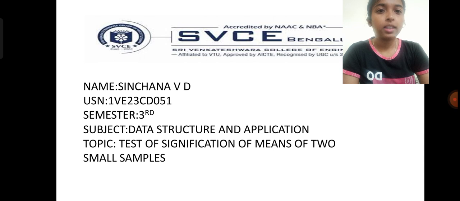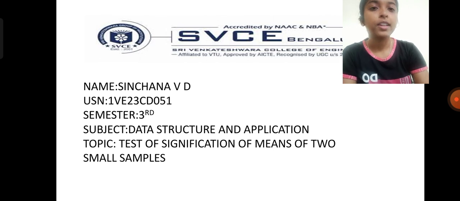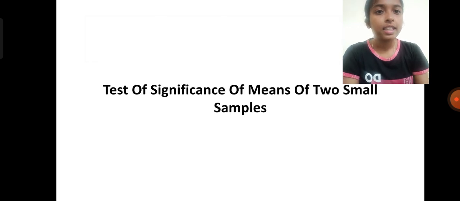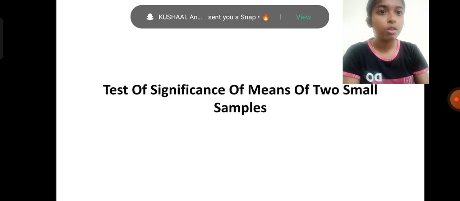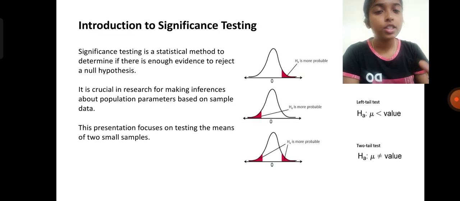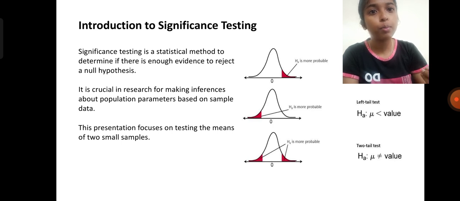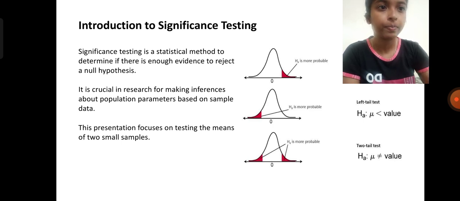Today the topic is test of significance of means of two samples, which we study in data structure and its application. We'll see the test of significance of means of two small samples. Introduction of significance testing. Significance testing is a statistical method to determine if there is enough evidence to reject a null hypothesis. It's crucial in research for making inferences about the population parameters based on sample data. This presentation focuses on testing the means of two small samples.